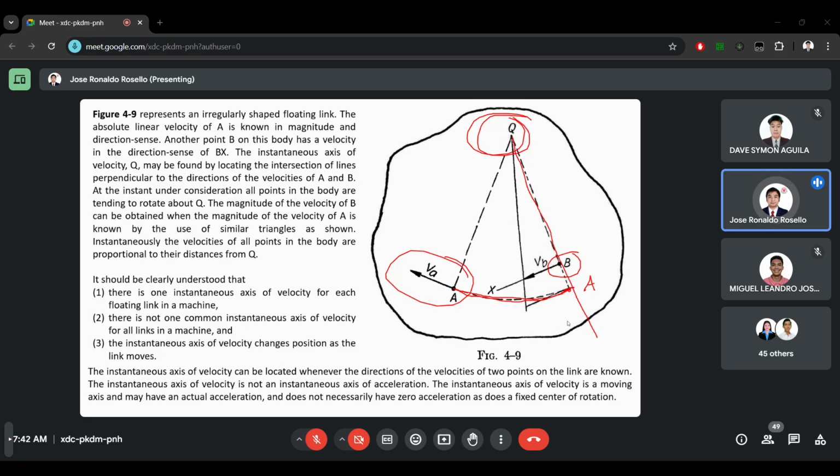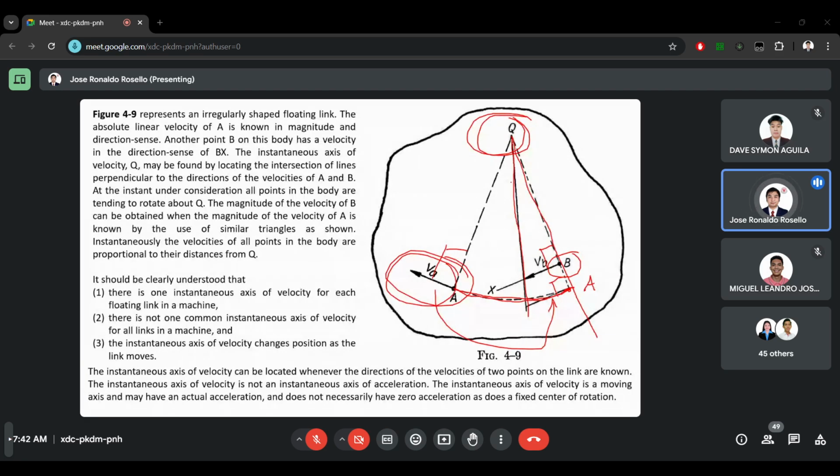Then if this is also point A, we will just copy the vector connected to this point A. And once it is copied, let's make a triangle from Q going to the end of the vector. Then what you can see here is, just like in the principle I discussed in the resolution and composition method, the vector of VA is perpendicular to this line. So meaning the vector of A is also perpendicular here. So meaning the vector of B should also be perpendicular to this line.